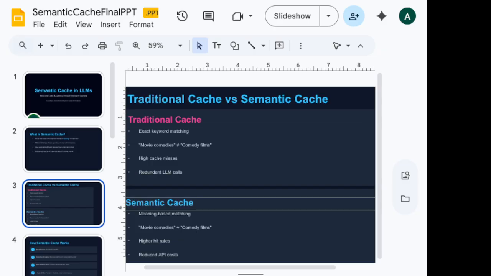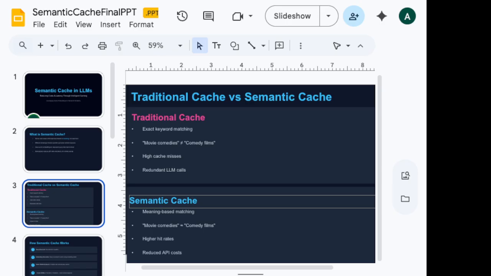But before that, let's talk about the traditional cache versus semantic cache. The traditional cache is where we get a cache hit only when exact keyword matching happens, and not based on similarity. It also has high cache misses because it looks for the exact same sentence or exact same content, and it causes redundant LLM calls. Here we are talking in the context of LLMs.